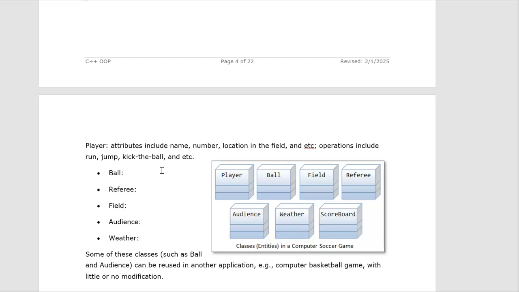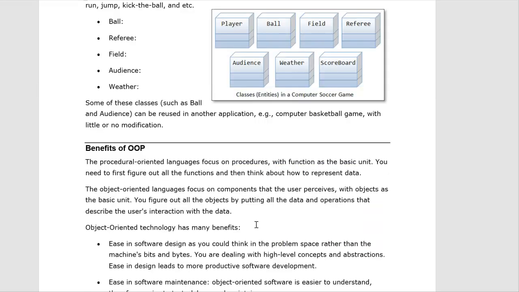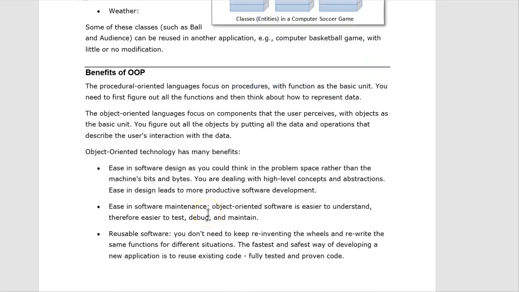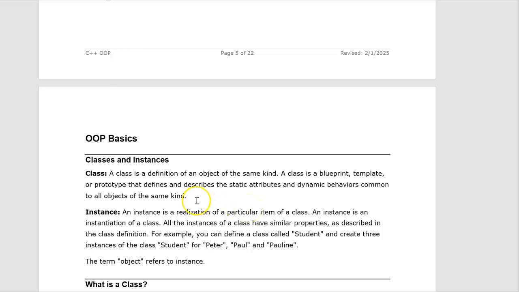In this instance, for a computer soccer game, we have one class that keeps track of the player, the ball, the field, the referee. All of these do specific things, and they communicate with each other. They can be reused in other applications. OOP allows us to have ease in software design and maintenance, and it's reusable. We have classes, we have instances.